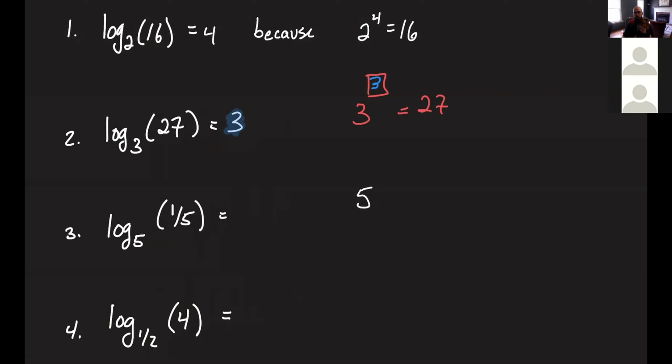Negative one, yeah, right? Because 5 to the -1 is equal to 1/5, right? So that goes along with our exponent rules.